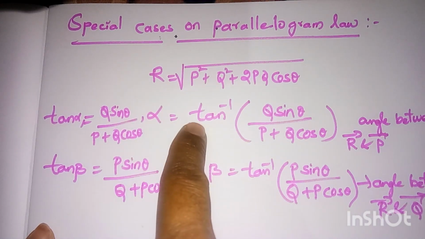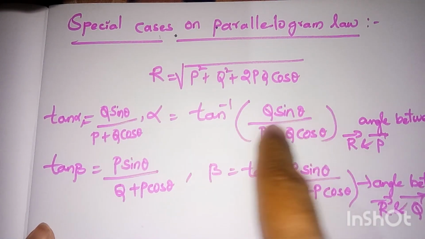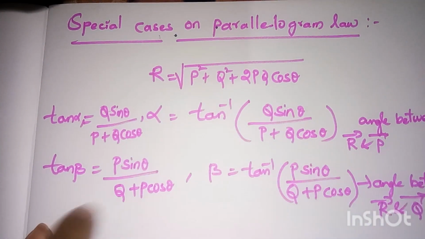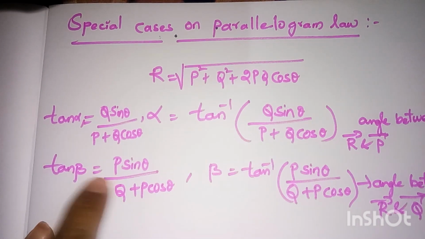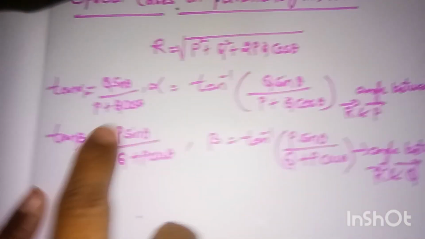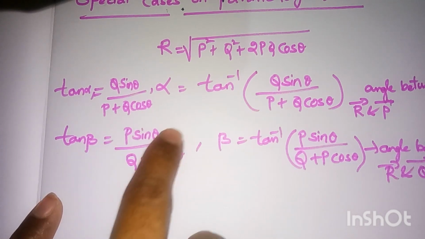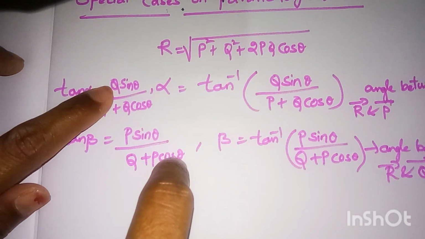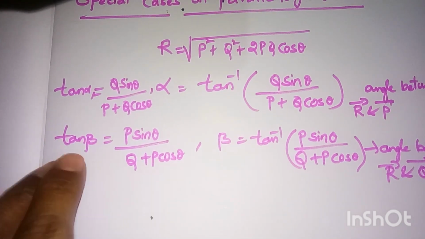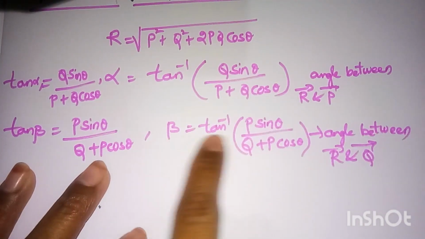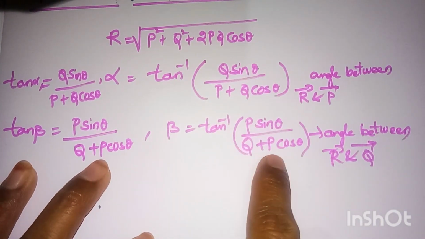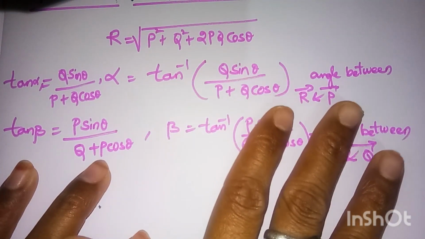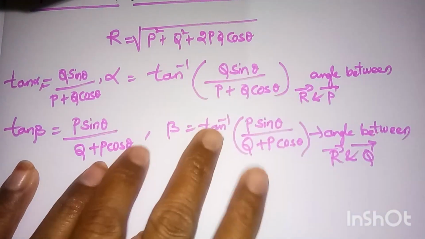So alpha can be written as tan inverse of Q sin theta by P plus Q cos theta. Here alpha is the angle between R bar and P bar. Here beta is the angle between R bar and the second vector, that is Q bar. We got tan beta equals P sin theta by Q plus P cos theta. In the tan alpha value, just replace Q with P and P with Q, and you will get tan beta. So beta equals tan inverse of P sin theta by Q plus P cos theta. This is the magnitude of the resultant and the angles, that is, the direction of the resultant.